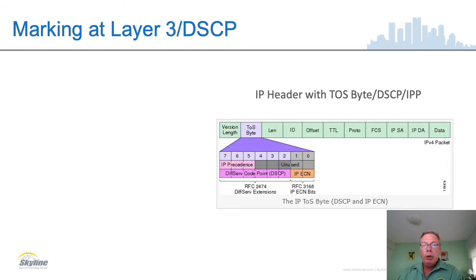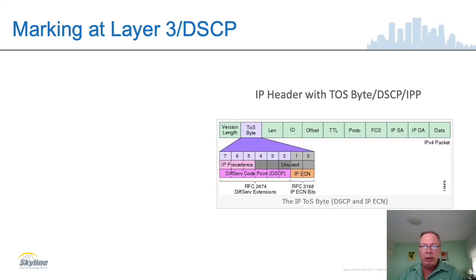Okay? So around about Y2K, they decided that was not enough values to differentiate amongst the many types of traffic. So what they did was they created a new standard called the Differentiated Services Code Point, and they grabbed another 3 bits. Now, at that time, the other 5 bits were not used at all.